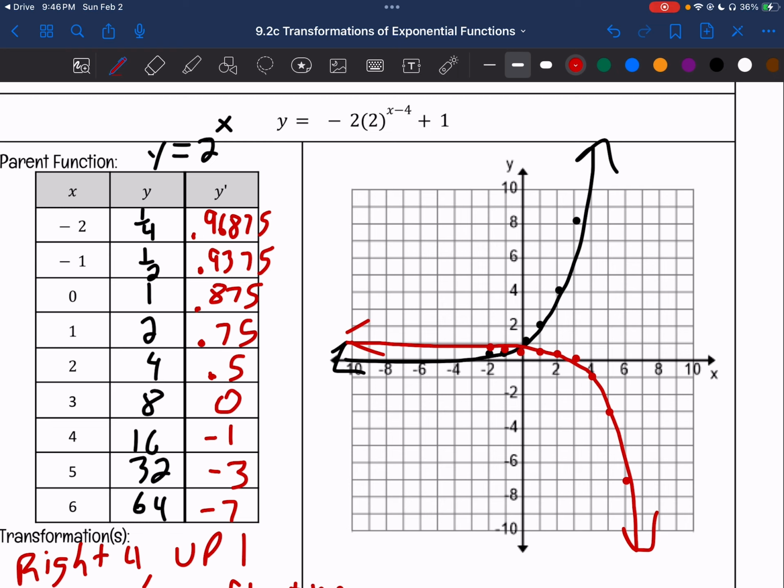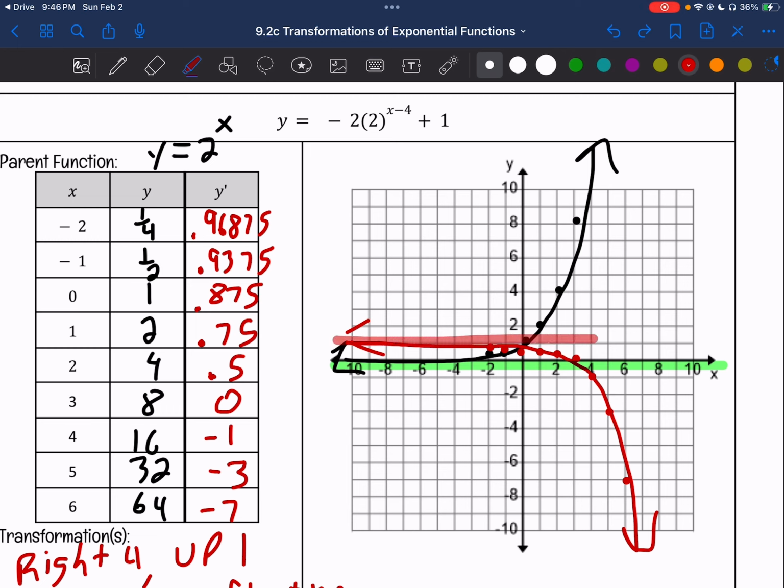Okay, so now our original asymptote was at y equals 0. And our new one, affected by our vertical change, is at y equals 1. Actually, let me do that with red.